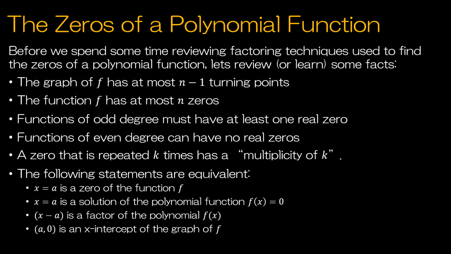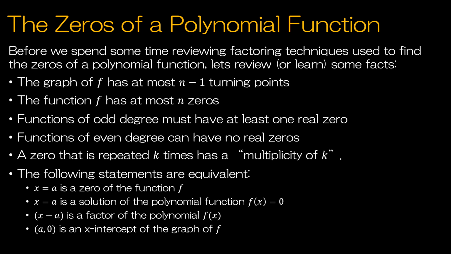Another aspect of the graphs that we're really going to want to know is how to find the zeros of a graph. If you'll recall, a zero of a graph just means the point at which the graph is going to cross the x-axis, or the point which is an x-intercept, so x value comma 0. So we're just going to review, or maybe learn, if you don't know these, some facts before we review factoring.